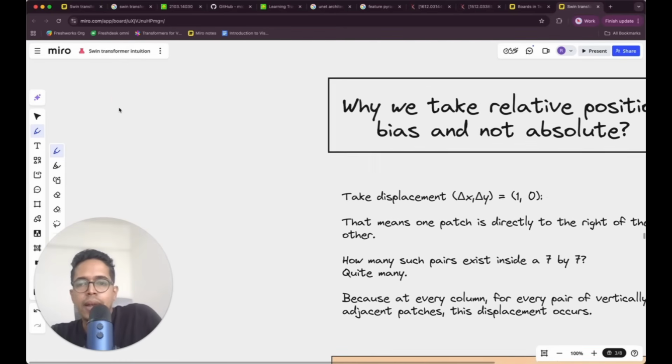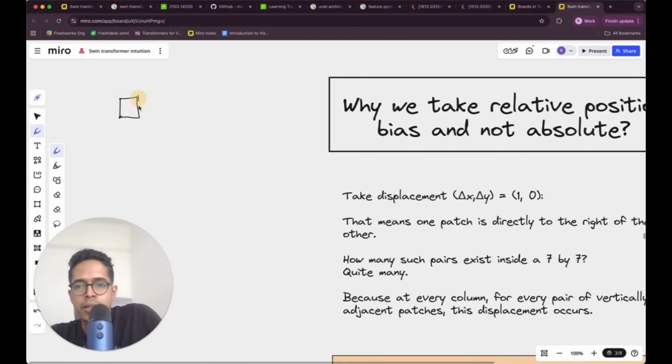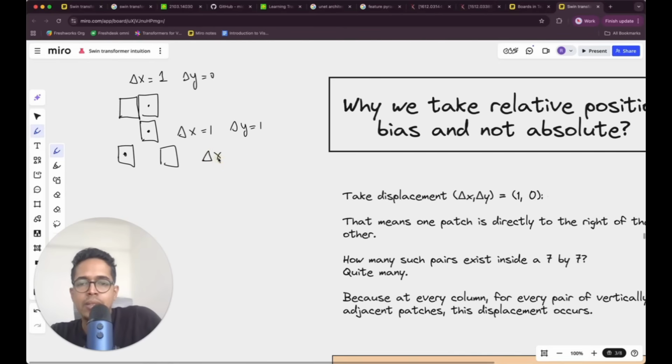Let's say I have one patch over here and this patch is trying to attend to this patch. What's the relative position of this patch with respect to this? Delta x is equal to, let's call it as 1. Basically, it's jumping by one position. Delta y is equal to 0. In y-axis, it did not jump. What about these two patches? This patch has a relative position of delta x equal to 1, delta y equal to 1. What about if I'm looking at this patch with respect to this patch? I have to jump 2 times in the negative direction, right? So delta x equal to negative 2, delta y equal to 0.